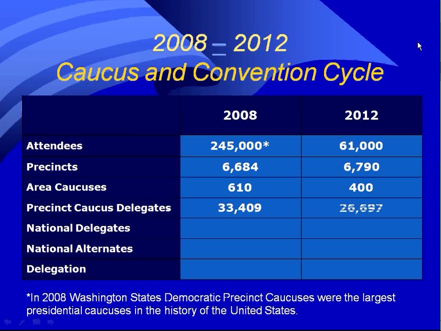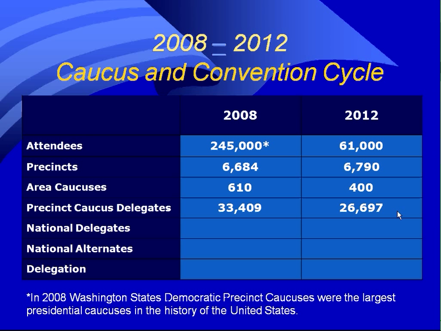In 2012, we are going to be electing 26,697 precinct caucus delegates. So with our estimate of 61,000 attendees, that basically means that about 1 in a little over every 2 attendees is going to be elected as a delegate. So your chances of being elected a precinct caucus delegate are very high.